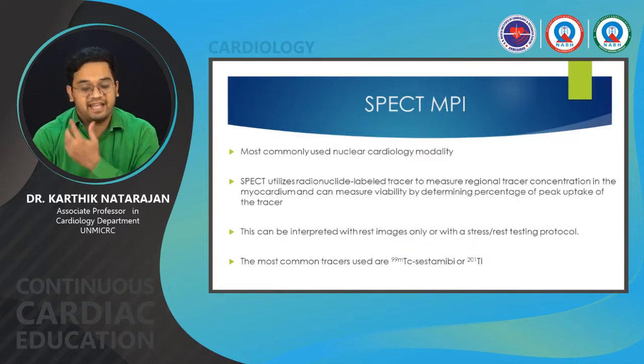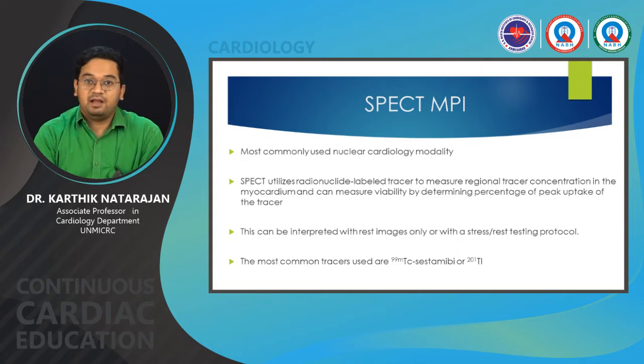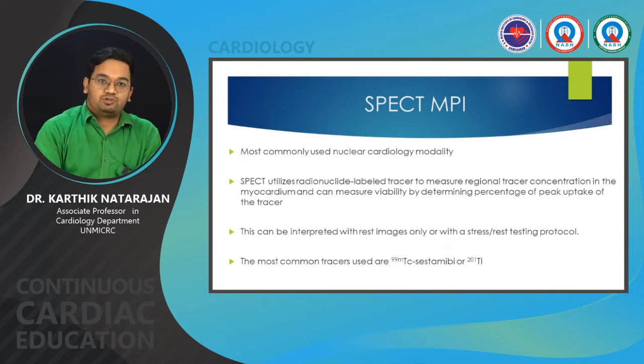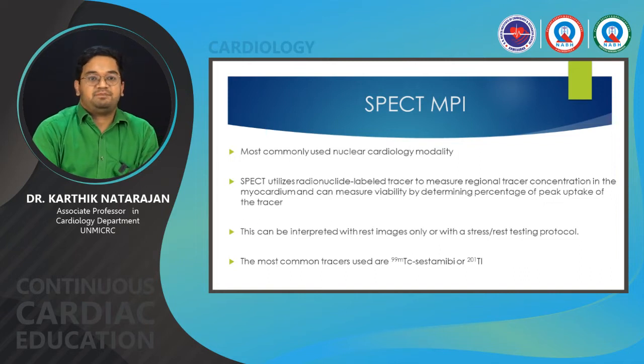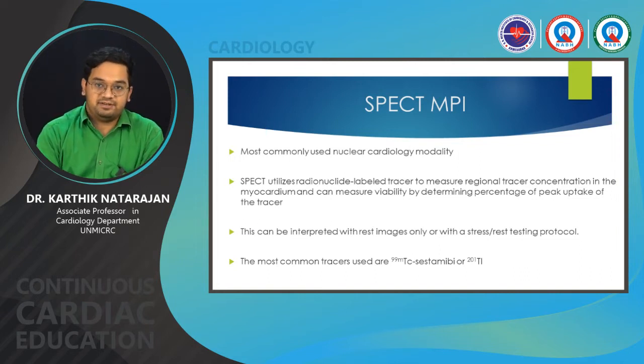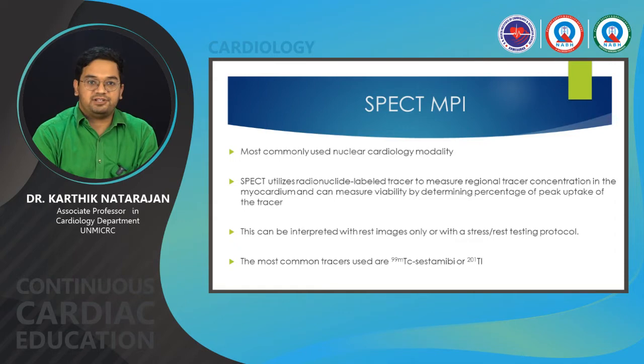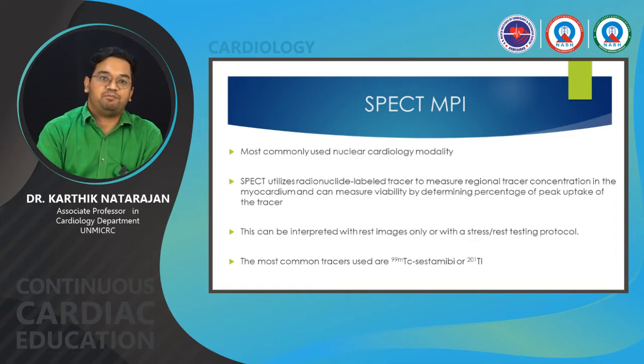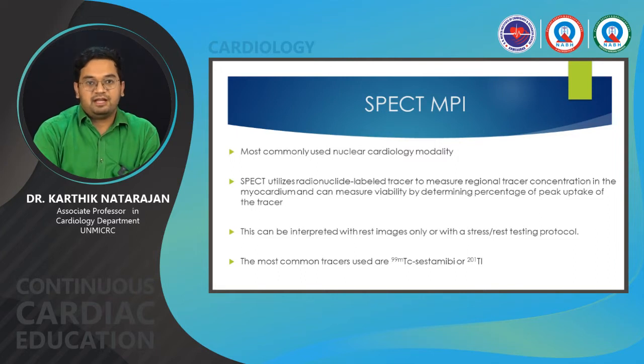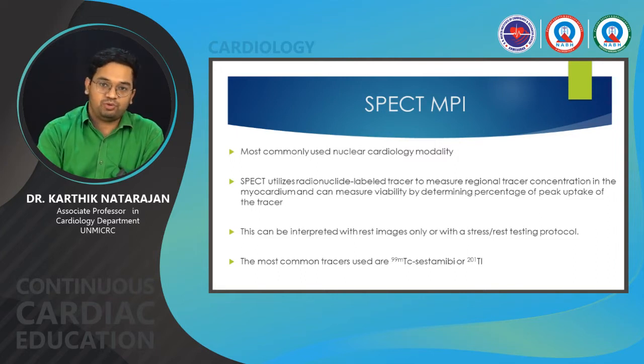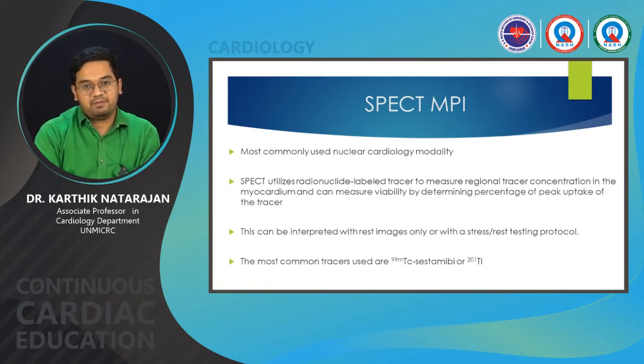So coming to the next modality, which is SPECT MPI. SPECT MPI is the most commonly used nuclear cardiology modality, easily available everywhere. It utilizes a radionuclide tracer to measure the regional tracer concentrations in the myocardium, and can measure viability by determining the percentage of peak uptake of the tracer. This can be interpreted with rest images only or with a stress-rest testing protocol. The most commonly used tracers are technetium-99 sestamibi or thallium-201.